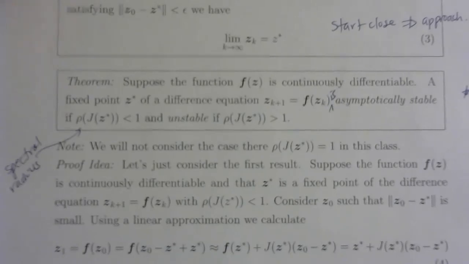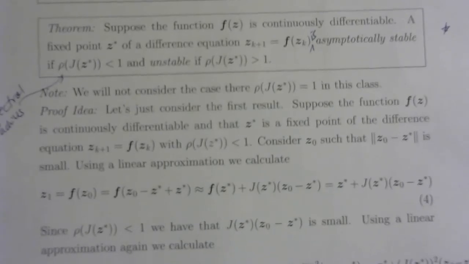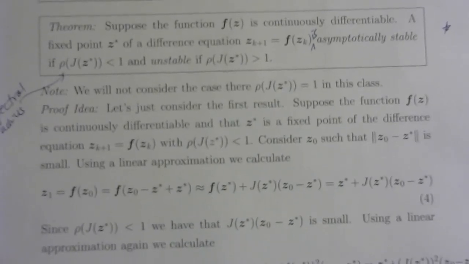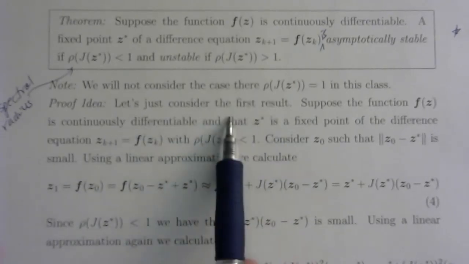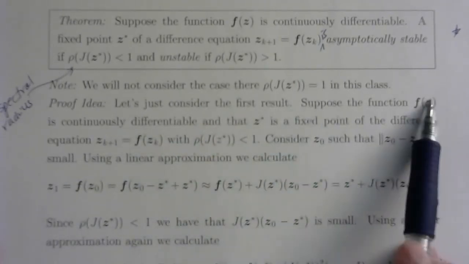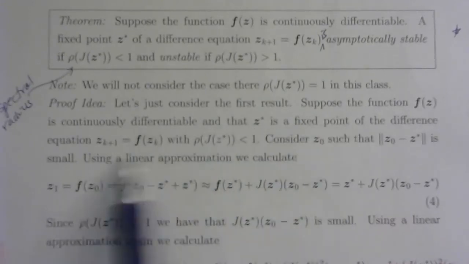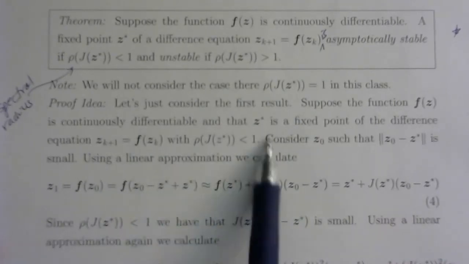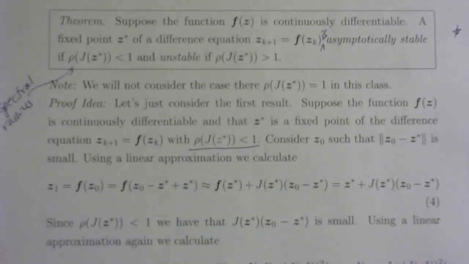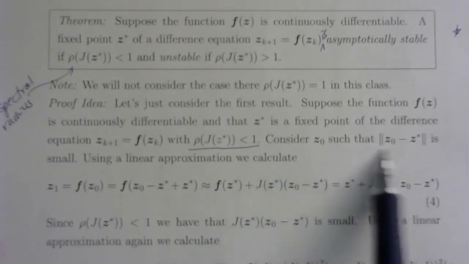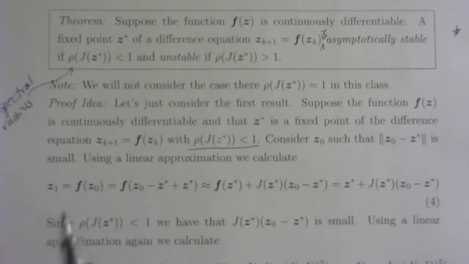Just follow the steps. First, let's consider the first result, the asymptotic stability, and then we'll talk about the other after. Once we see the proof of this, it's very clear where we get the unstable part. So let's suppose we have a function f, continuously differentiable, with a fixed point. And suppose that the spectral radius of the Jacobian at the equilibrium is less than 1. So consider some initial condition so that we start off close.